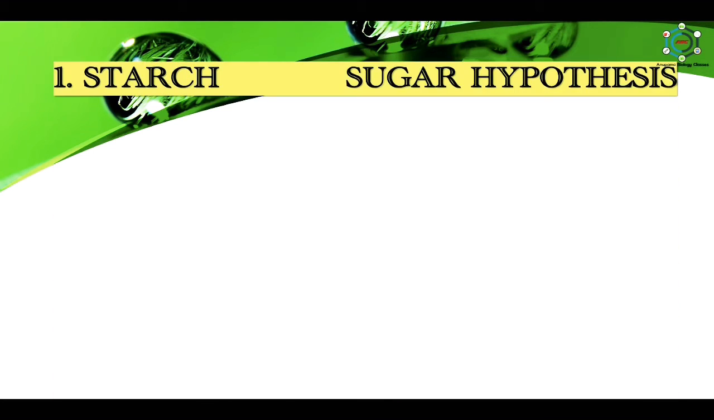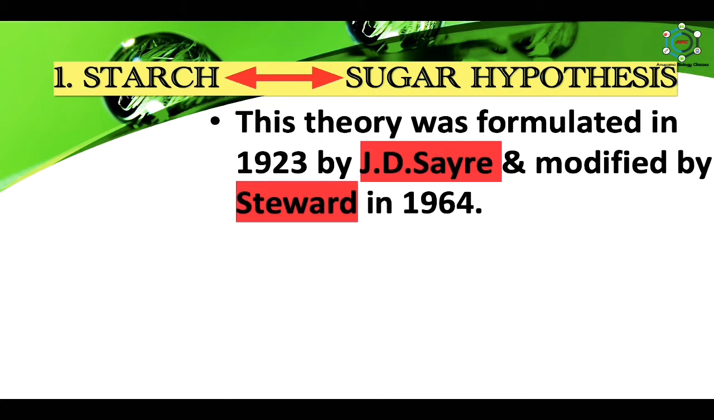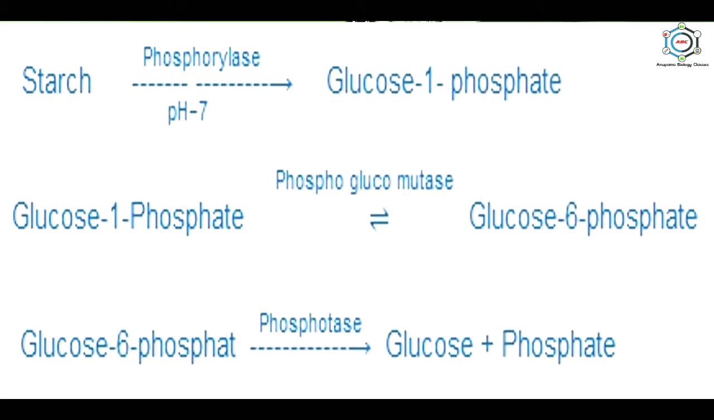Now, there are two main theories about the mechanism of stomatal movement, of which the first one is the starch-sugar hypothesis. This theory was formulated in 1923 by J.D. Sayre and modified by Stewart in 1964. An outline of this theory: in case of light, photosynthesis occurs, which consumes the respiratory carbon dioxide present in the intercellular spaces.